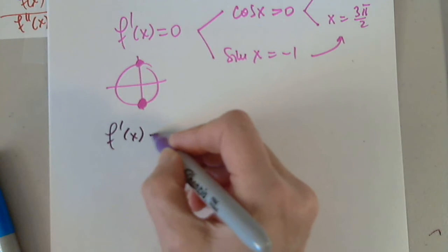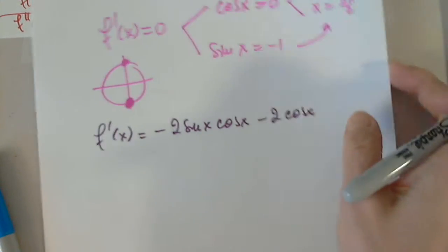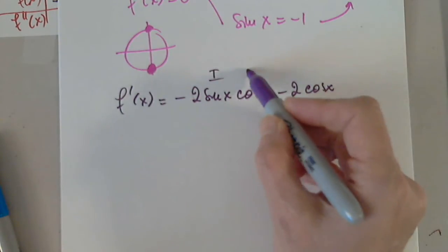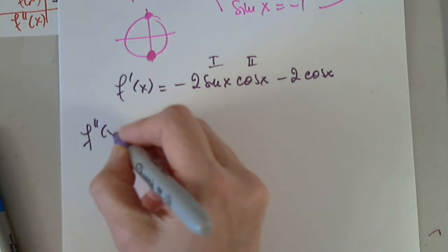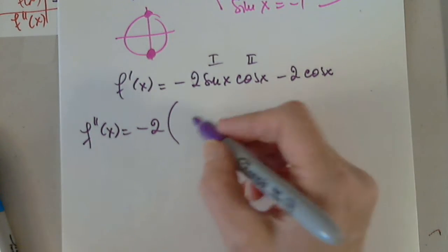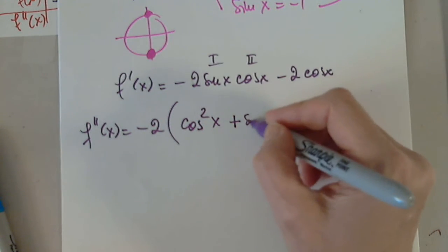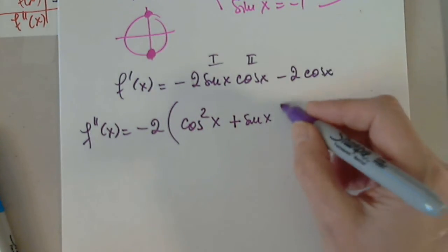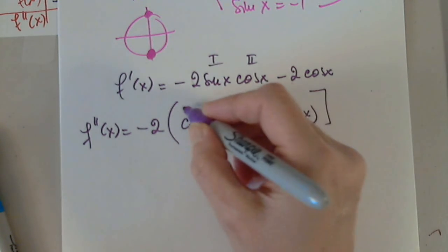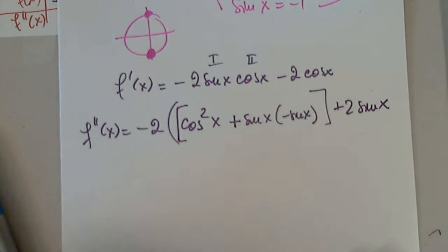Okay, so I'm going to copy f prime, which is -2 sine x cosine x minus 2 cosine x. And this is messy because I have to use the product rule. Okay, the second derivative then. Keep the -2 outside, don't bother with it. Sine prime is cosine times cosine will be cosine squared plus sine times cosine prime, which is negative sine x. I'm going to change this into a bracket. And then cosine prime is negative sine, so plus 2 sine x.